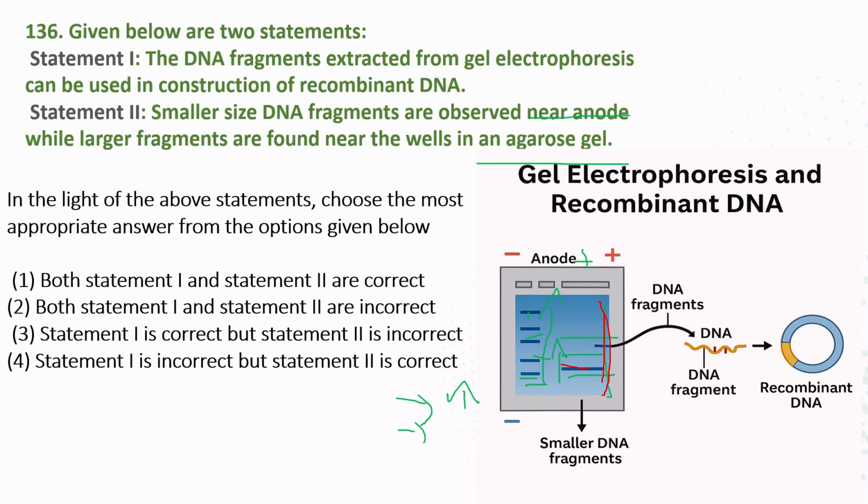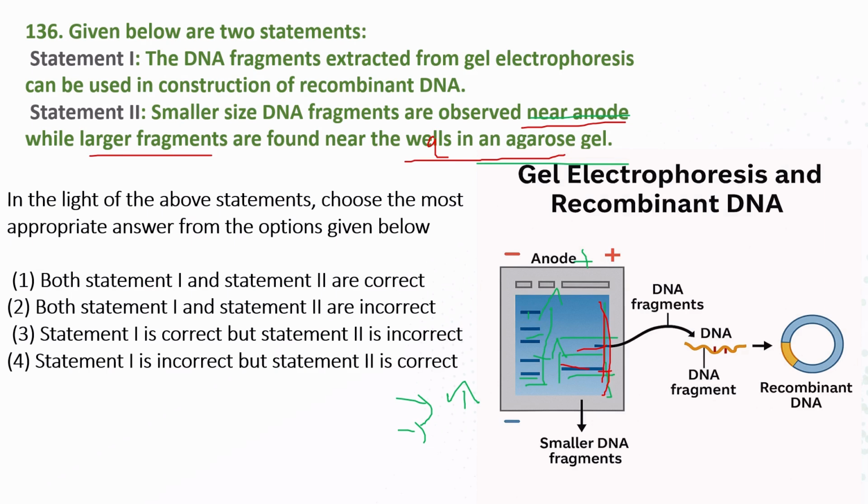So according to this second statement, the smaller size DNA fragments are observed near the anode only. Why? Because they are negatively charged. Whereas the larger fragments are near the wells of the agarose gel. Here you can see the larger fragments. Okay, so this statement is correct.